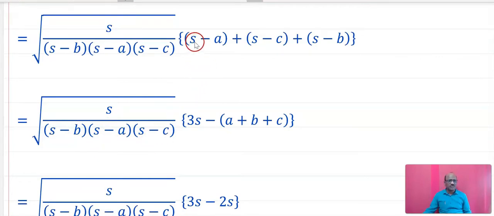And what is the overall sum? This is s plus s plus s, that is 3s, minus a plus b plus c, taken common. But what is the value of a plus b plus c?